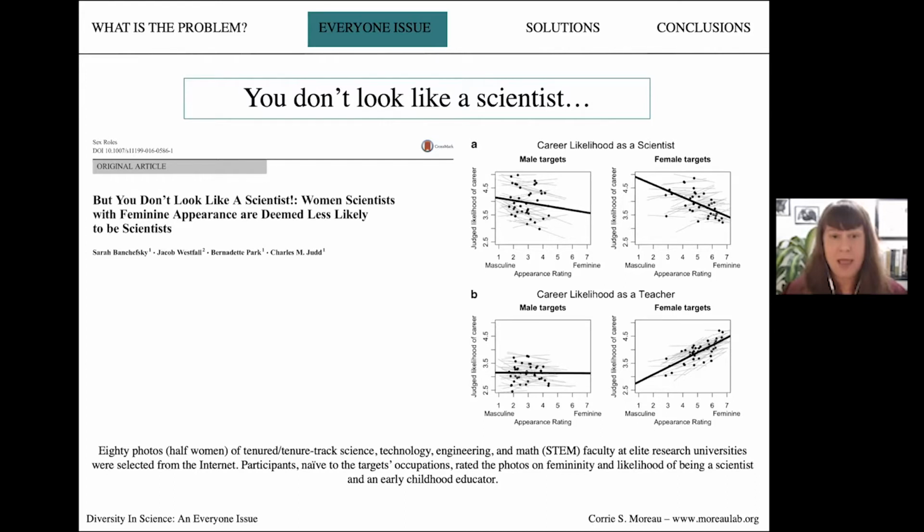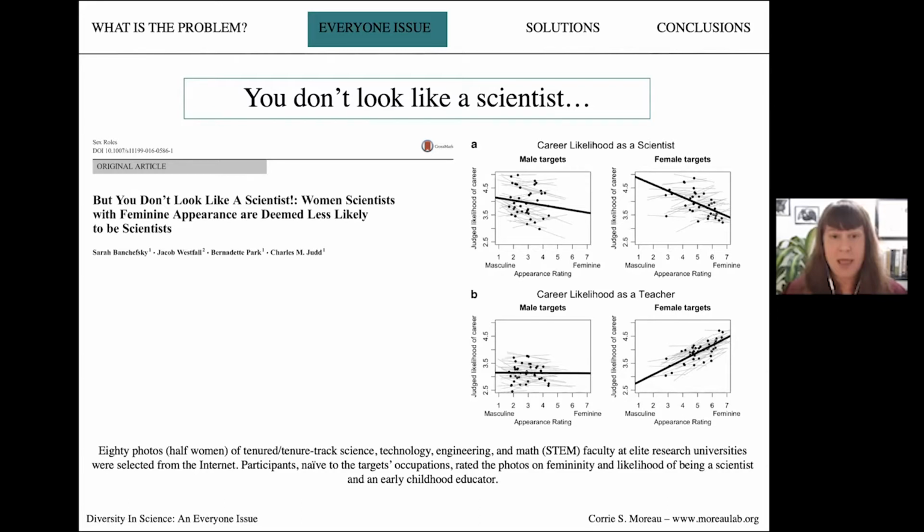Now, if we look at this graph along the top, the likelihood that they're a scientist, and the male targets mean that these are individuals that are male in their photographs, and female targets are individuals that are female in their photographs. And we asked the likelihood that they appeared masculine versus feminine, and whether they were likely to be a scientist or not. And what we can see is that men who look more masculine are more likely to be ranked as a scientist. And in addition, with female targets, female individuals, if you look more masculine, you're more likely to be considered a probable scientist.